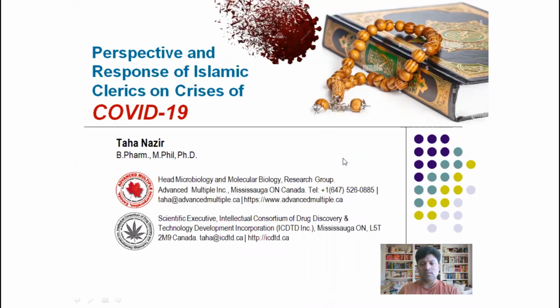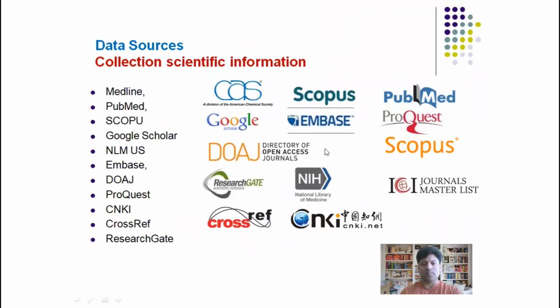I'm going to discuss with you today my knowledge, my experience, and my research under the perspective and response of Islamic clerics on the crisis of COVID-19. For this purpose, I collected information from different data sources, from scientific data banks like PubMed, Medline, Scopus, Google Scholar, National Library of Medicine US, EMBASE, DOAJ, Directory of Open Access Journals, ProQuest, CNKI, that is a China-based database company providing research information all over the world, Crossref, and ResearchGate.